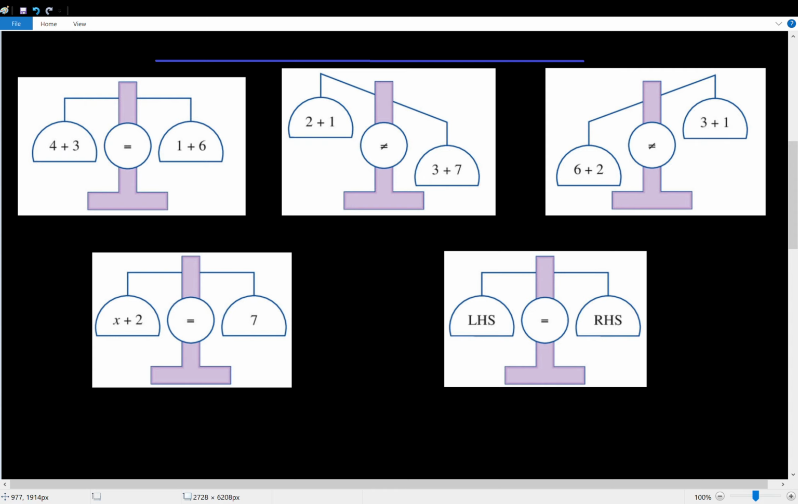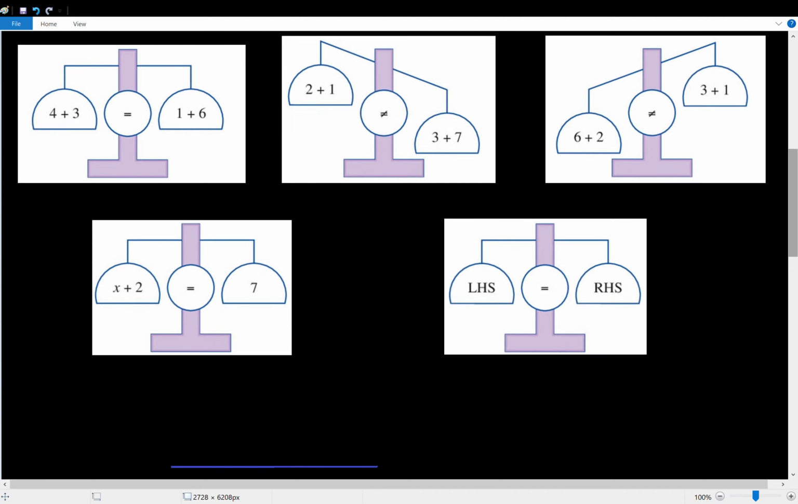But in the next two, we can see that we have 2 plus 1, and it is not equal to 3 plus 7. So 2 plus 1 is 3, and 3 plus 7 is 10, and they are not equal. One is clearly larger than the other. So the scales are not balanced. And we've got the same thing in the third one here. We have 6 plus 2 is not equal to 3 plus 1. So in each of these cases, one side is larger than the other, so they are not equal to each other. At all times, when we're trying to solve out our equations, we have to try and maintain balance.